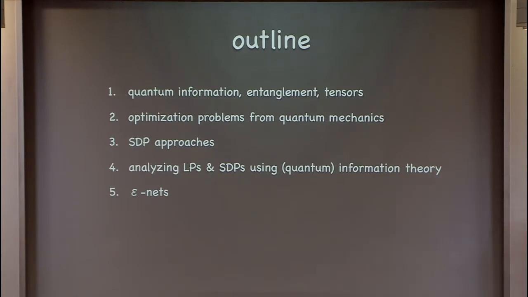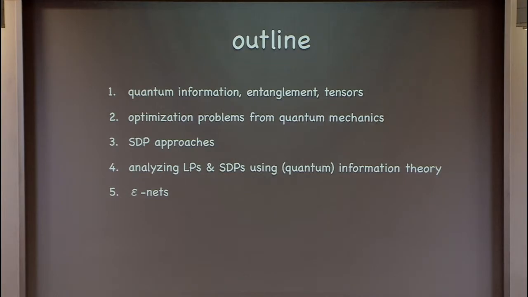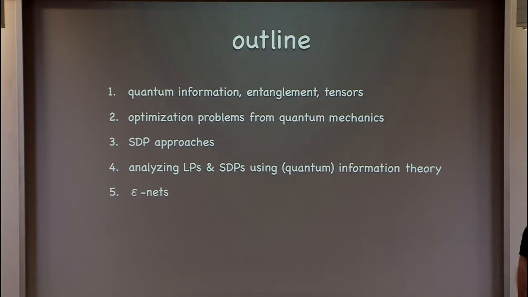I will begin by doing a bit of a review or introduction to quantum information. I'll try and do it using the language that would be natural to people coming from an optimization perspective, expressing the main ideas of quantum information in a way that hopefully will be useful. Then I'm going to talk generally about some of the optimization problems that come up in quantum mechanics, not necessarily the ones that I'm doing, but the big ones in the field. And then I'll talk about how SDPs can be used for these, and then how we can analyze these LPs or SDPs using ideas from information theory or from quantum information theory.